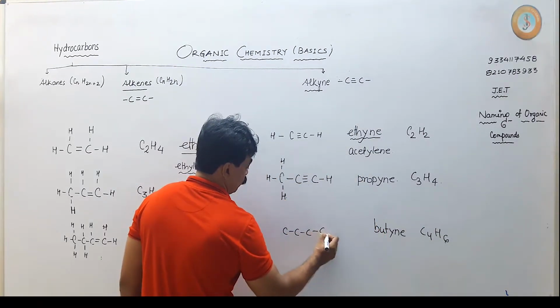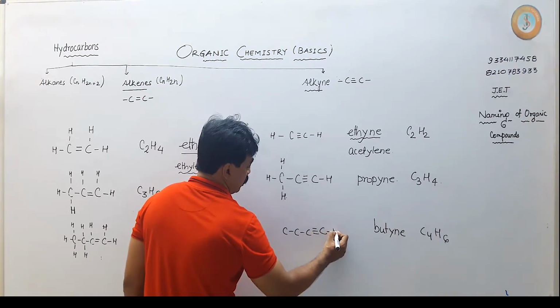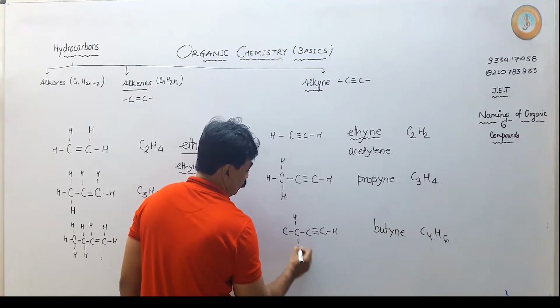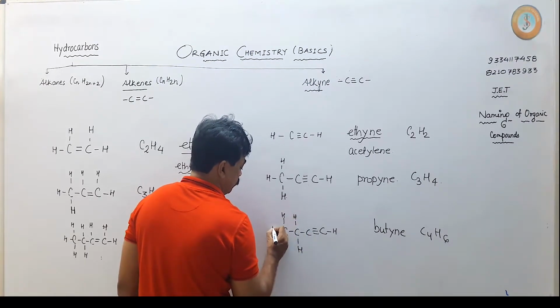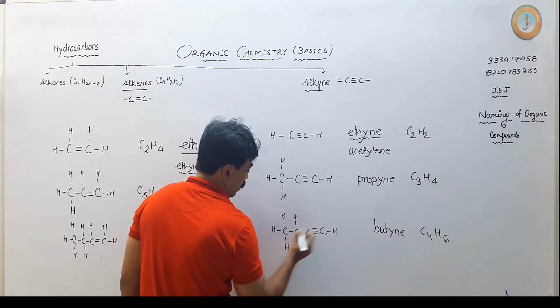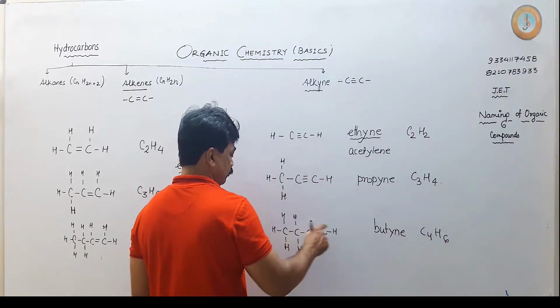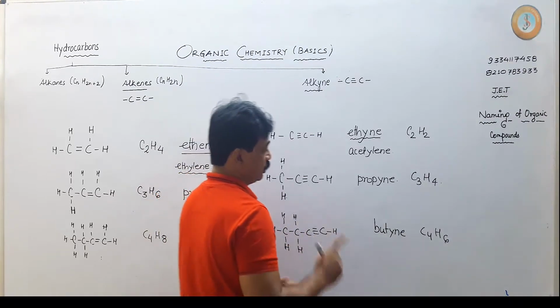1, 2, 3, 4 sticks around a carbon. It already has. It doesn't have, so make it 2. Now this one make it 3. And yeah, so this will be C4H6. Let's count. 1, 2, 3, 4, 5, 6. So you get across this.